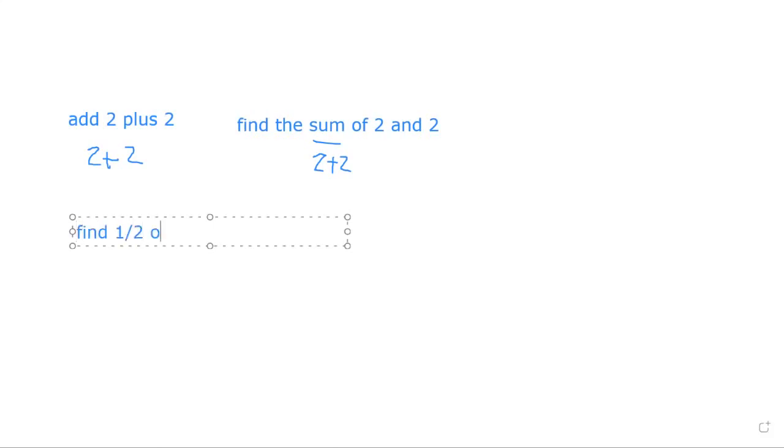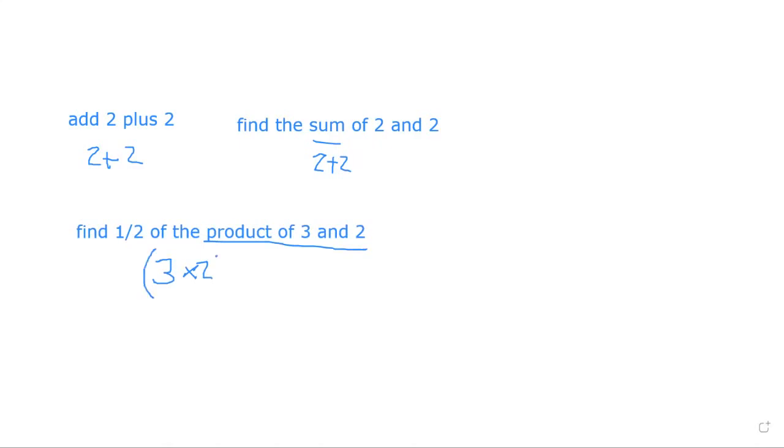Find 1/2 of the product of 3 and 2. That's a long one. How would I write that in words? 3 times 2 is the product part. So I have this part right here done. And I need to go times 1/2. And I'm going to put it in parentheses.